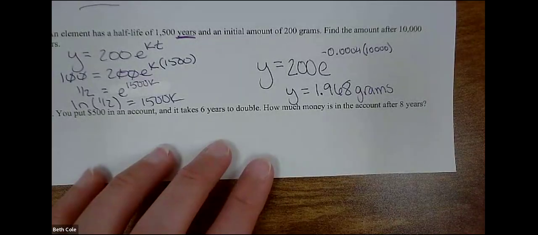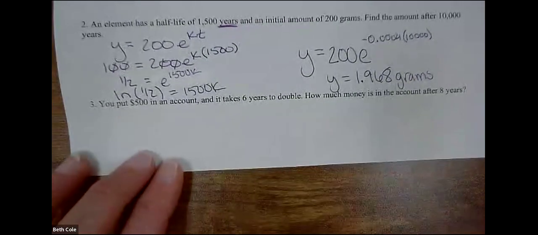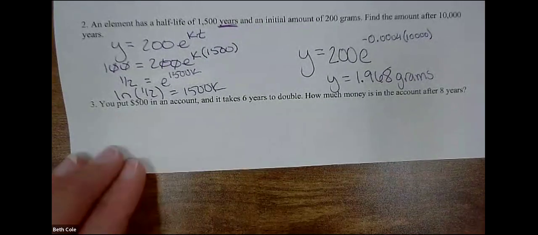If I got a number bigger than 200, how would we know that's wrong? You can't half it and get more than what you started with. That would be magic. All right. Try one more of these.